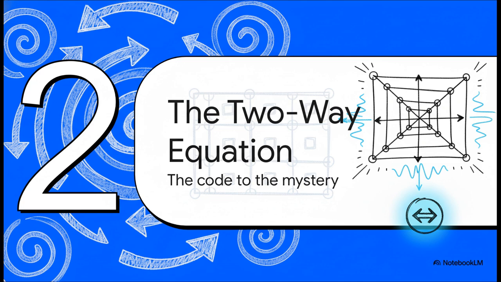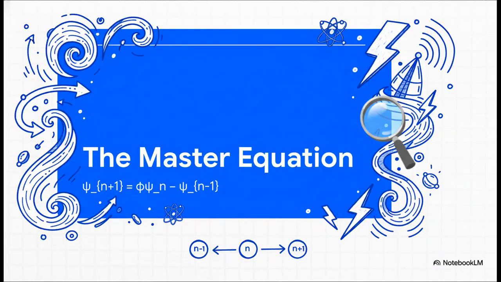Because according to this theory, the code that unlocks this whole mystery is a single, and you might be surprised, a really simple equation. It's presented as the master code that doesn't just describe physics, it actually generates it by weaving together both forward and backward time. And here it is, the master equation. Now, don't let the symbols freak you out.